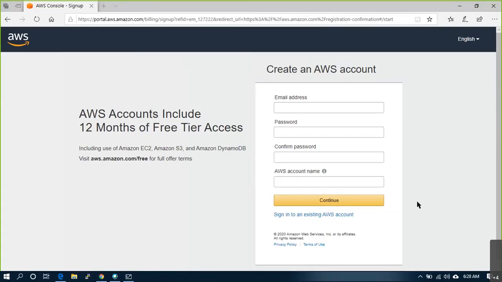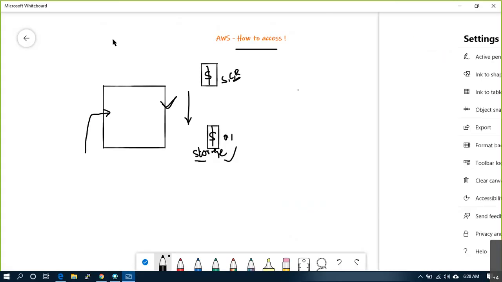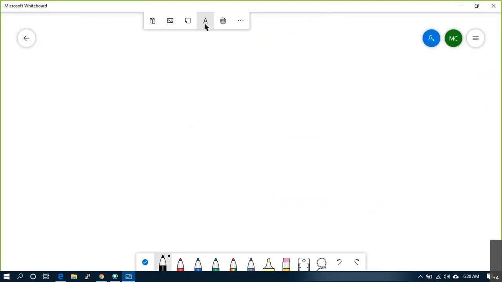So create, Tushar and Madhavi, you people can create your free accounts. Okay, and once the account is created, now where do we need to start?